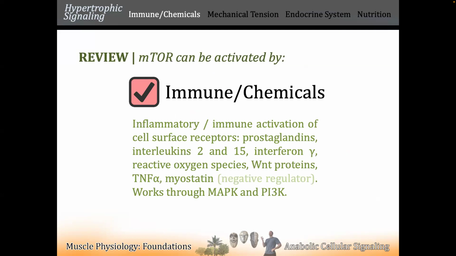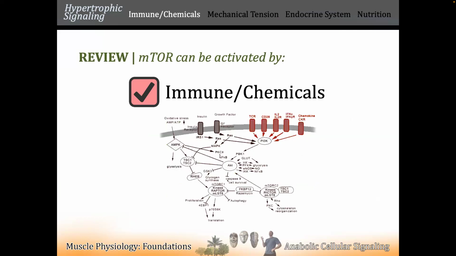And that's it for the immune system and chemical activation, or in some cases, inhibition, like myostatin, of mTOR. And here's a list of the chemicals we talked about, the ones that you should know. For the most part, the signaling of all this is going to go through PI3K, PKB, mTOR, but you also do see MAPK signaling.